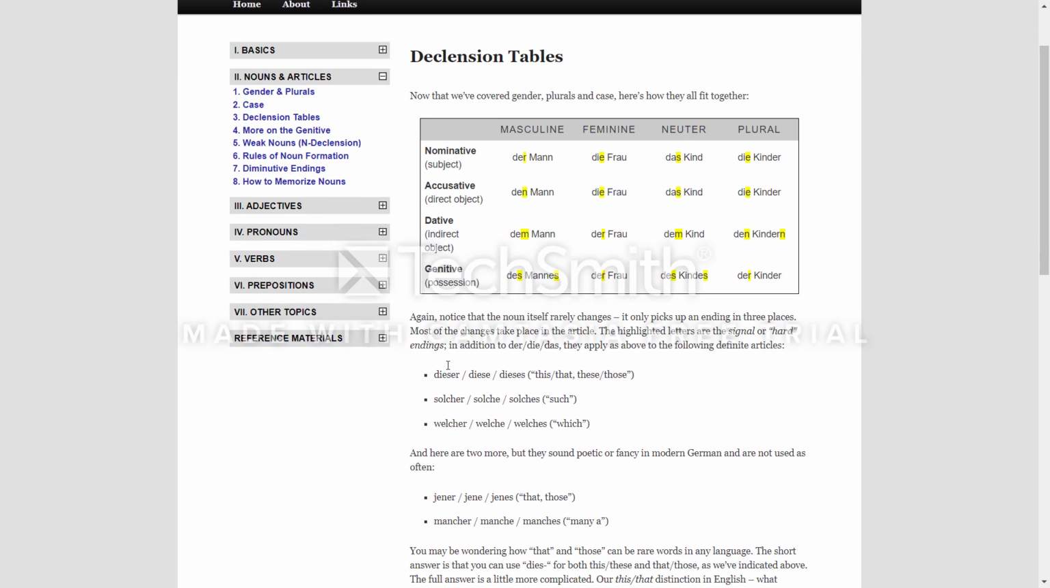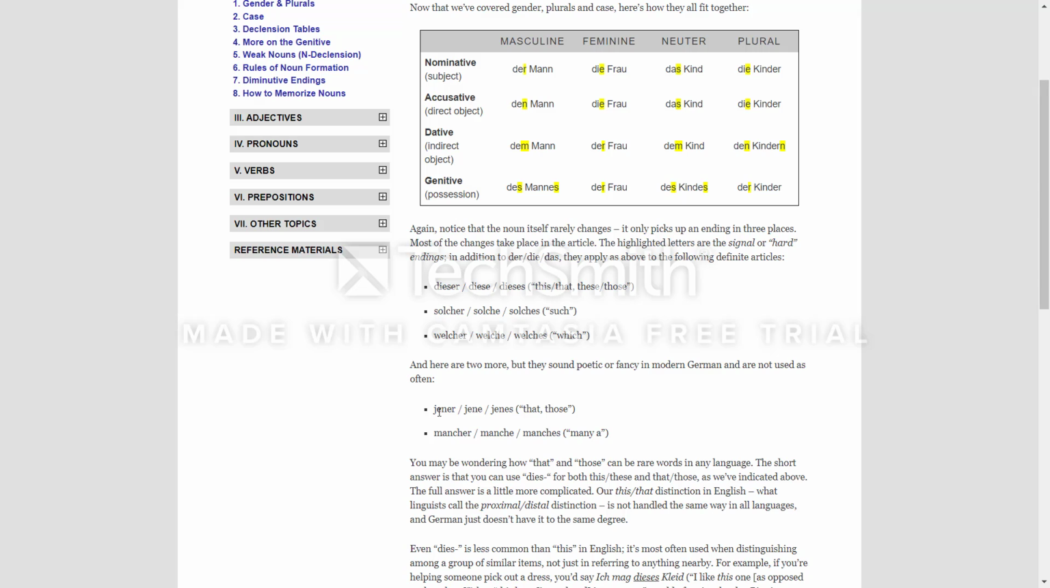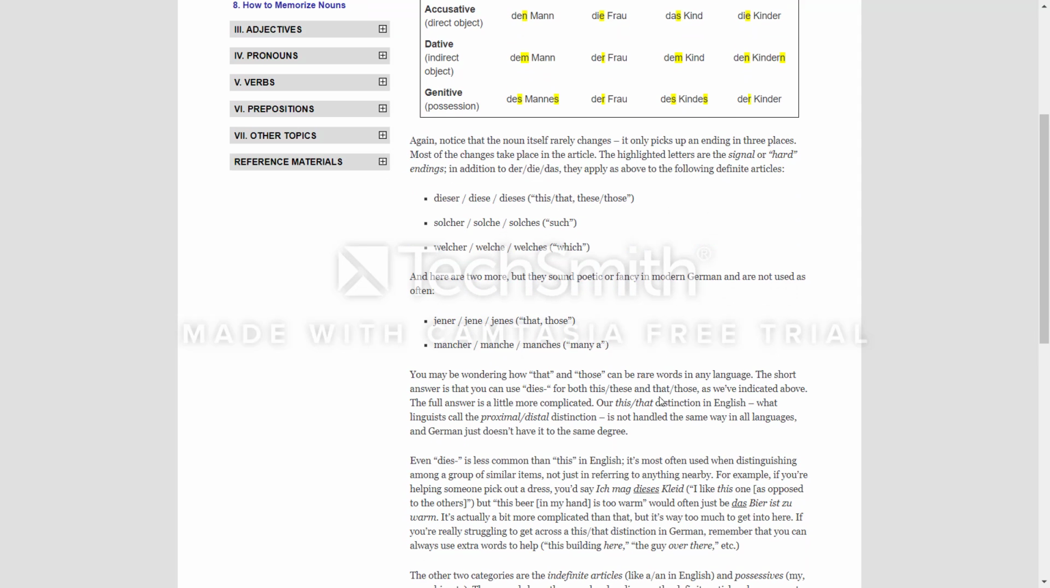So there are multiple kinds of definite article. The word the, of course, but also the word that or this, such, and which. There's two more examples in German of definite articles. Jener, which is that one over there, which I suspect is the origin of the word yonder in English. And also the word manche, which means many a.